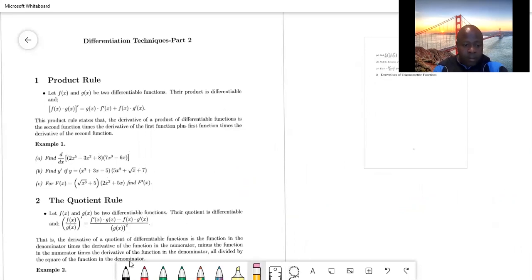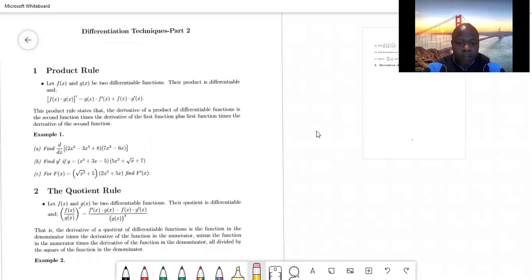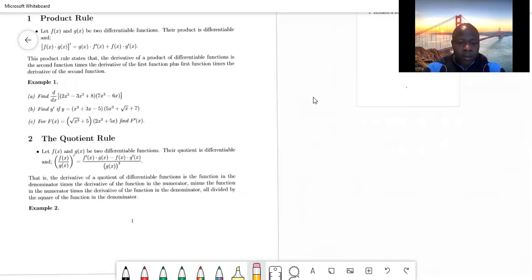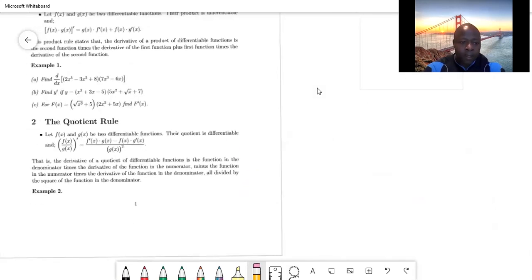We now look at the quotient rule, and I'll begin by stating what it says. Here we are dealing with a fraction. If you are given a quotient of two differentiable functions, f of x and g of x, then their quotient is also differentiable. And so how do we get the derivative of this quotient?